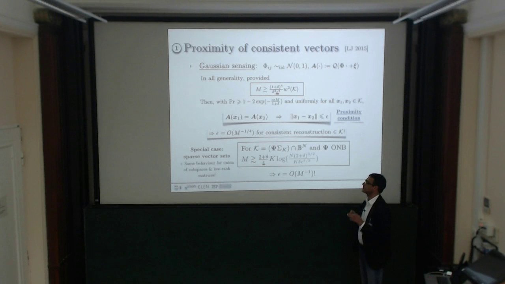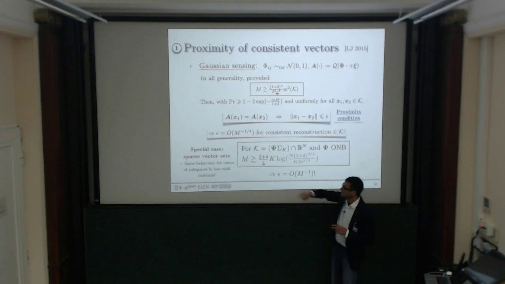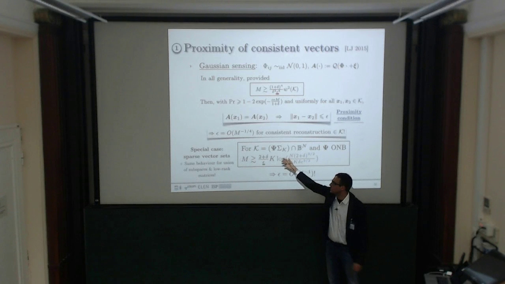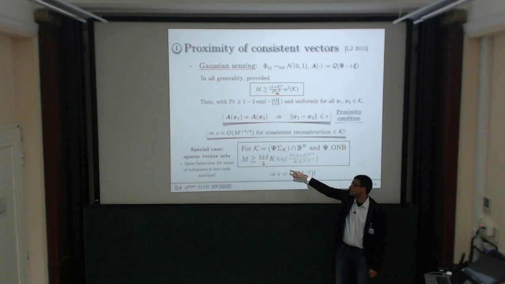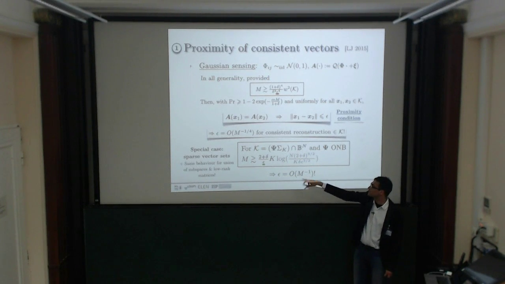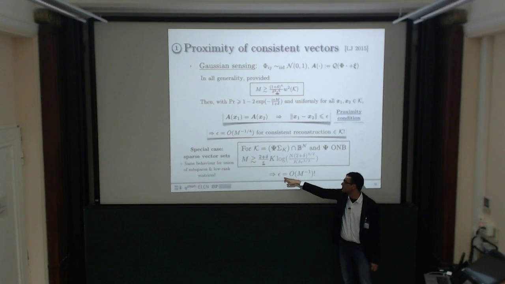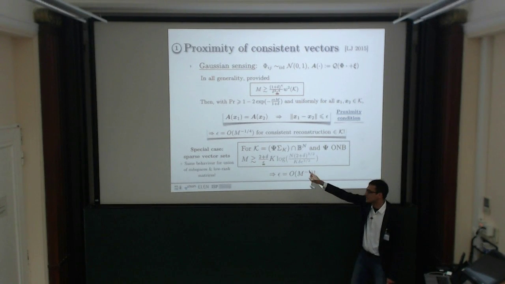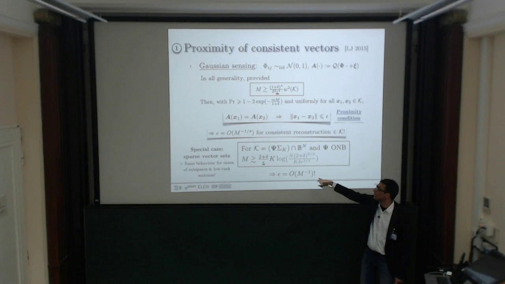For the special case of sparse vector sets, M scales as kappa over epsilon, which is much better. This means that for k-sparse signals, epsilon is an O of M to the power minus 1. So for sparse vector sets and low rank matrices, you can see that this behavior is better.